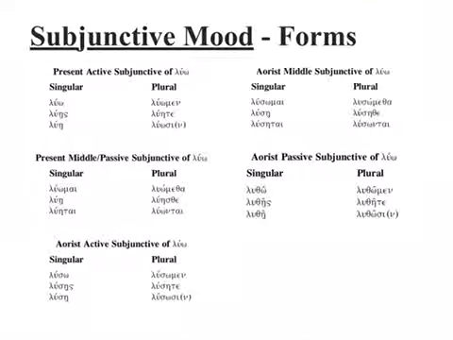When we look at the forms, we have luo, lues, lue, luomen, luete, and luosi(n). If you just hear the pronunciations, luo, lues, lue, that sounds exactly like the present active indicative, luo, lues, lue. So in form, this is going to look pretty similar to the present active indicative of luo. How are you going to tell? Context.